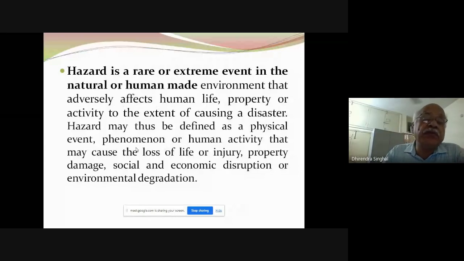The best example which I used to put before the audience: for example, if there is an avalanche, more chances are that it is going to be a hazard. You can understand that in the high reaches of the mountains, the population will be less, the infrastructure will be less, that's why the losses will be less. That's why it can remain a hazard, it would not be a disaster.